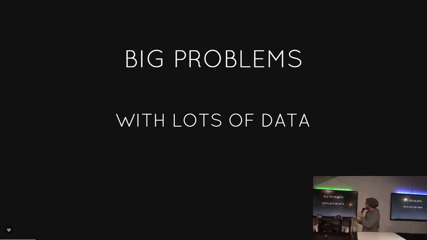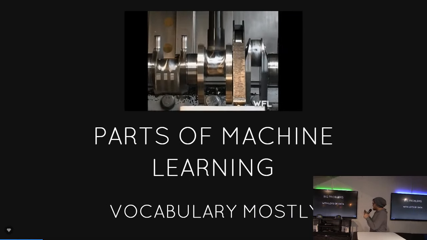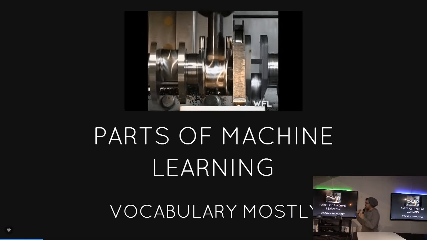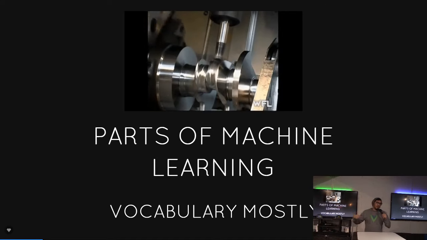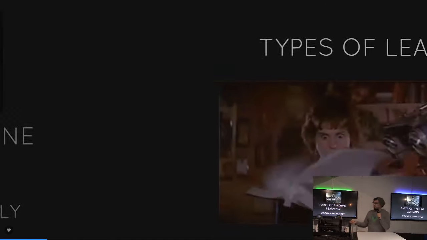All right, so these are all really big problems, right? And these all have lots of data, like your finances, and Netflix has a ton of data. Amazon has a ton of data about all of us and a bunch of other things. So they have the resources to do this. But it's still a machine, so it still has parts, and I want to go quickly over some of the terms here.